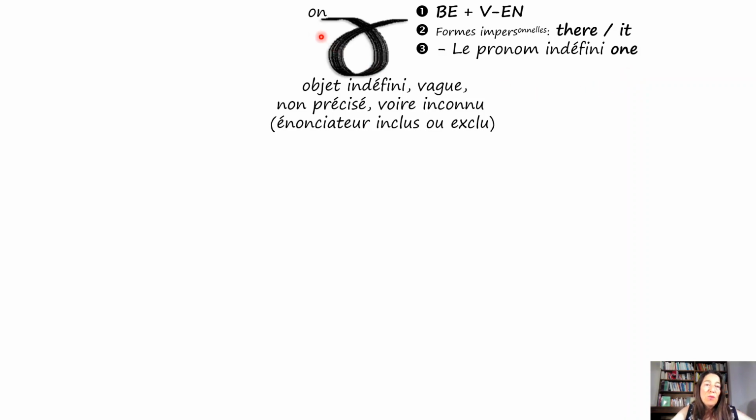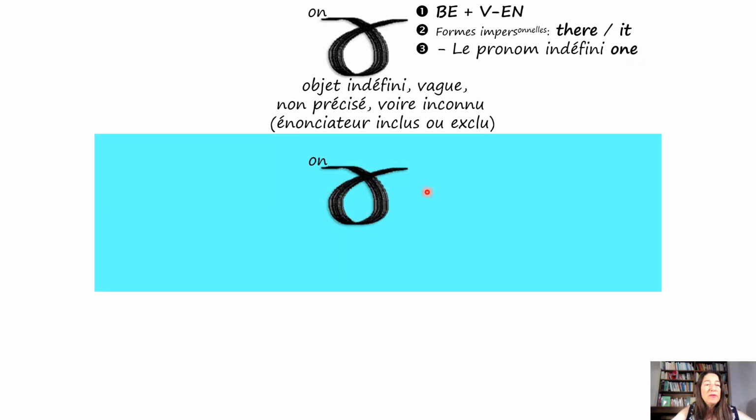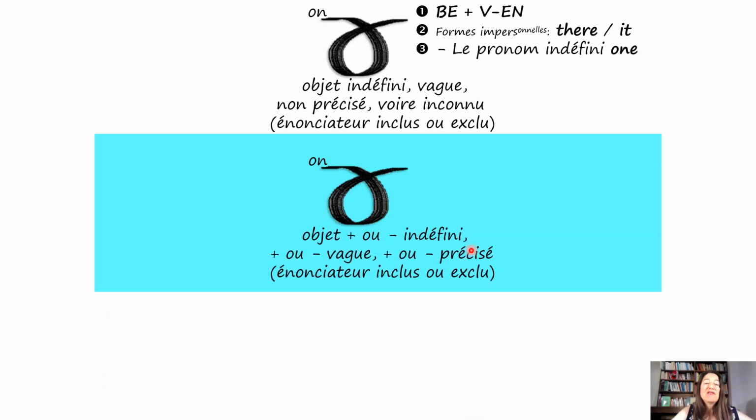So at any rate, when translating on, if on has an indefinite meaning, we use either the passive voice or impersonal forms or pronouns. So one is really vague, and I think that we switch to a second category of ways to translate on, in which on is not as vague or indefinite as in the first category, even though it still is obviously not very precise. And in this category, we'll find the pronoun you that seems to be less general, less vague than one.